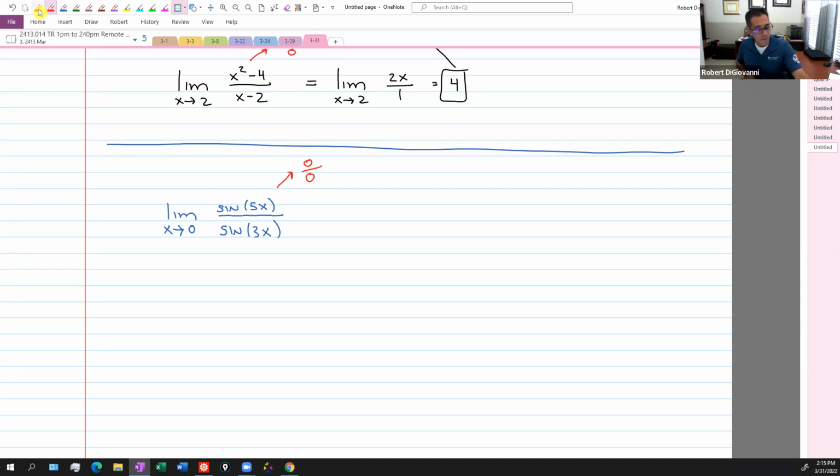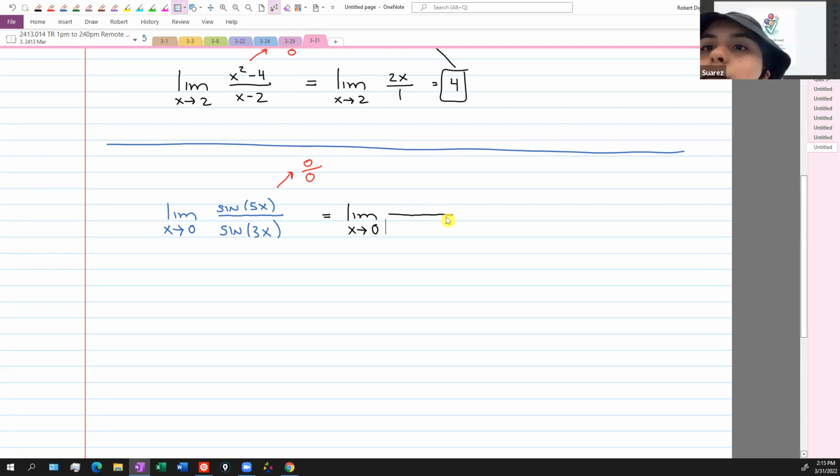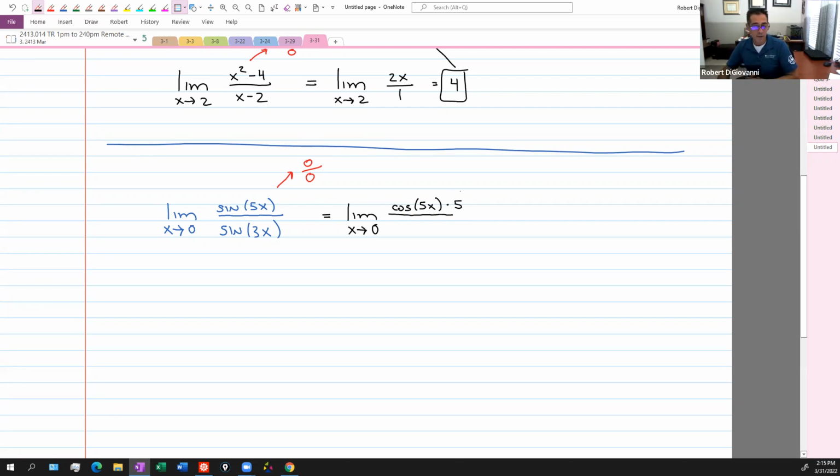So what I'm going to do is say equals the limit as x approaches 0. Now I'm going to take the derivative of the top and bottom separately. No quotient rule. Just the derivative of top and bottom separately. What is the derivative of the top? Careful. Cosine of 5x times 5, chain rule, right? Times 5, over, now the derivative of the bottom.